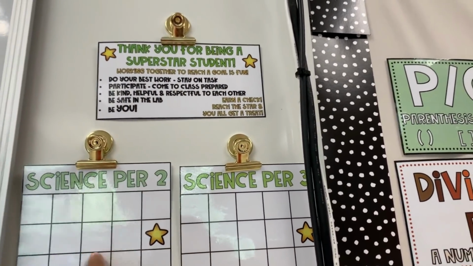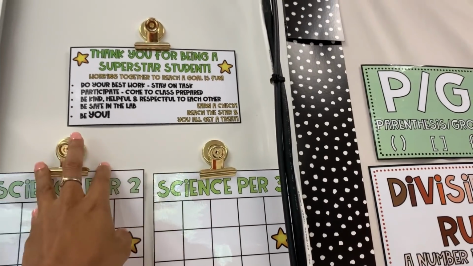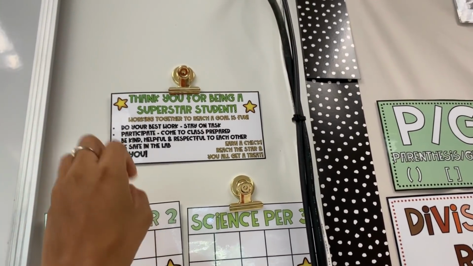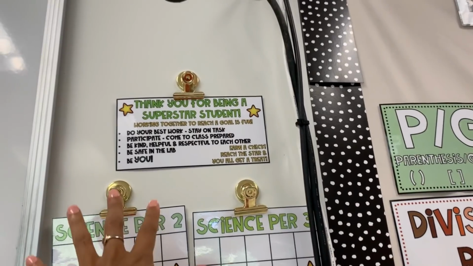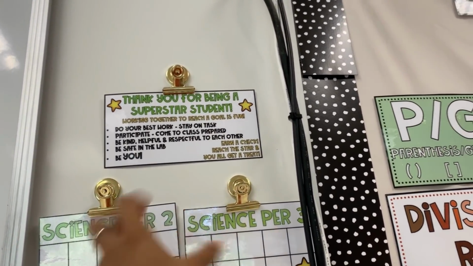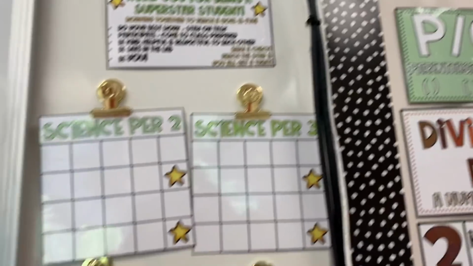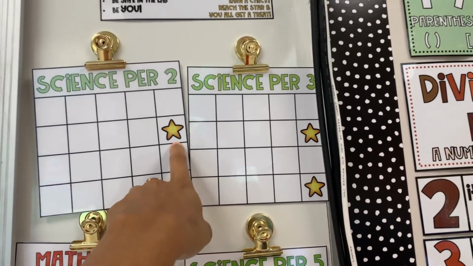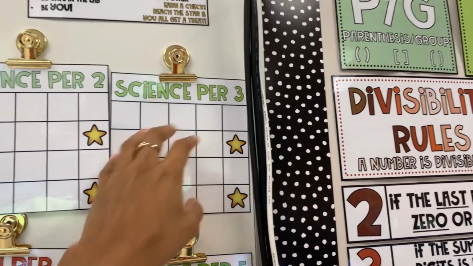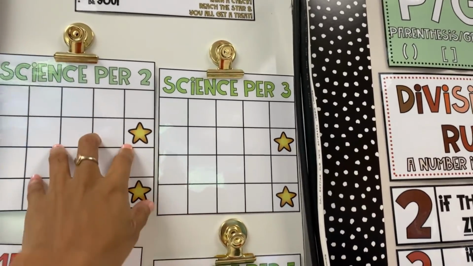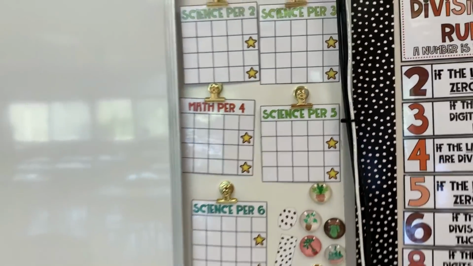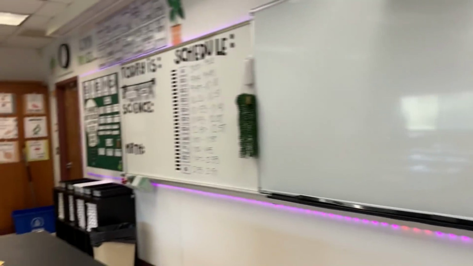And the class can get a check when they do their best work, stay on task, participate, come to class prepared. They're kind, respectful to each other, helpful. They are safe in the lab, and they're just themselves. They're awesome selves. They can win a check, and once they get all the way to the star, they will get some sort of prize, either from the prize box, or stickers, or a fun day. They'll get some sort of incentive once they reach 10 days.